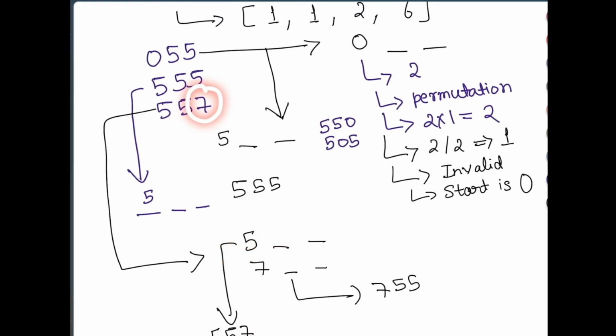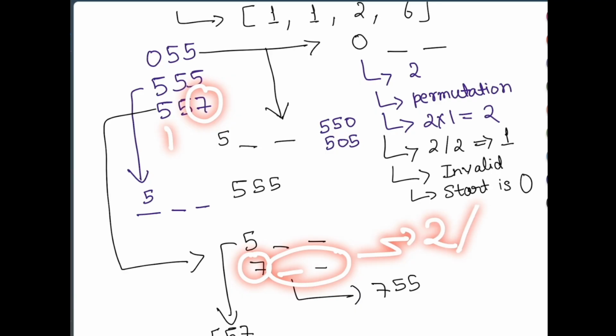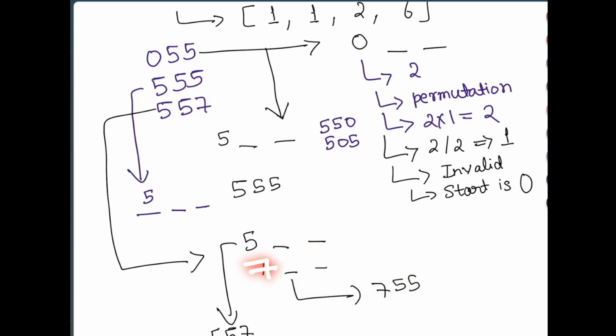But if you start with 7, right, again you have 2 places left. You can form 2 different numbers, but the count of your digit 5 is 2 times. So you will divide this 2 by 2, and that's going to be 1. And 755 is the only number you can form when it is starting with 7, right? So this is how we are going to find out, for each of our permutation numbers, how many times we can rearrange it.